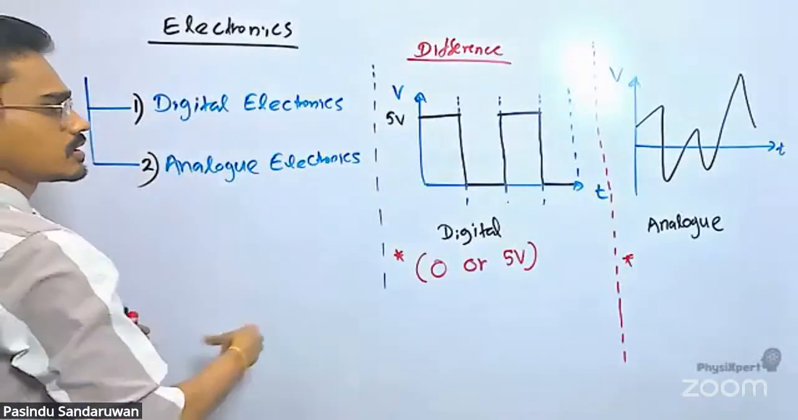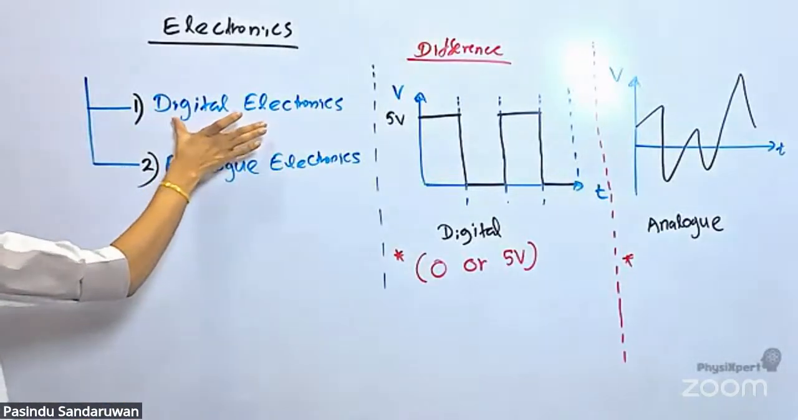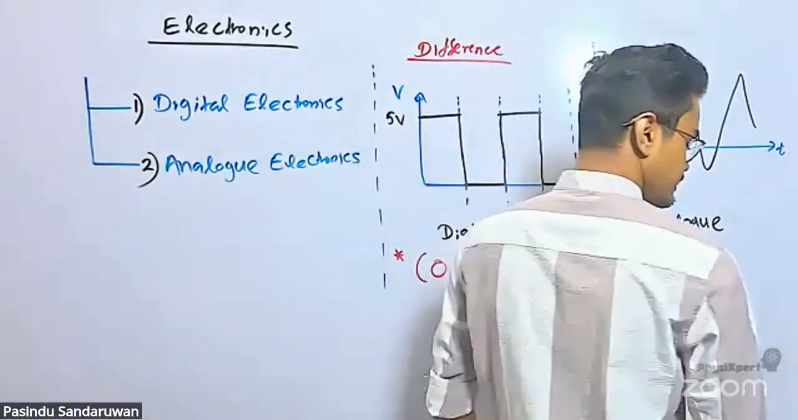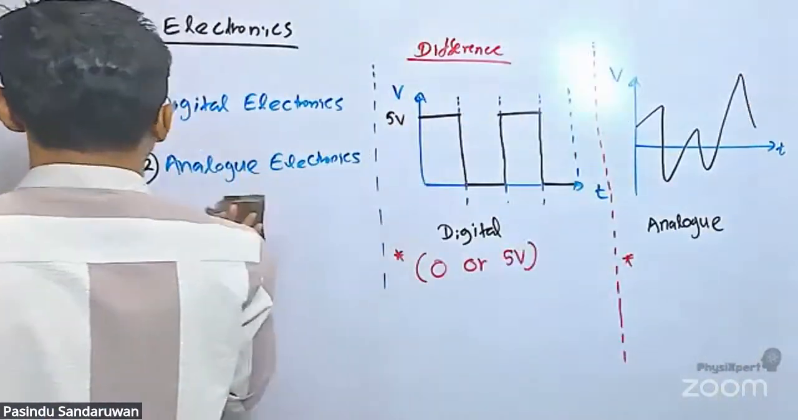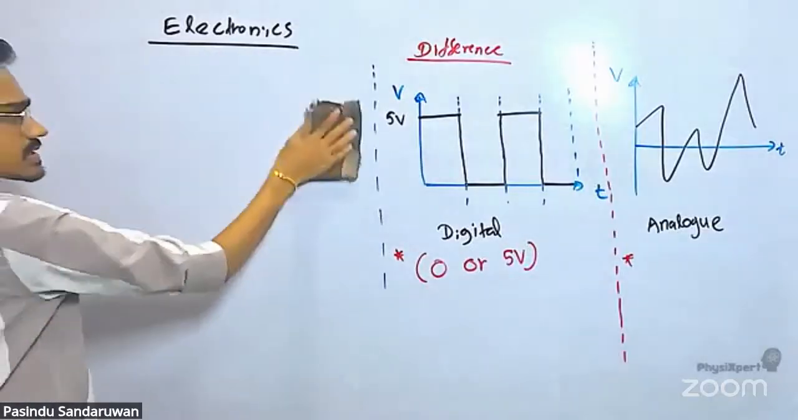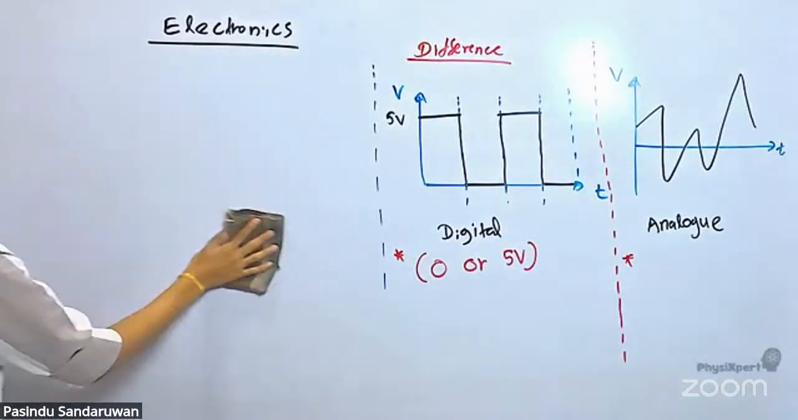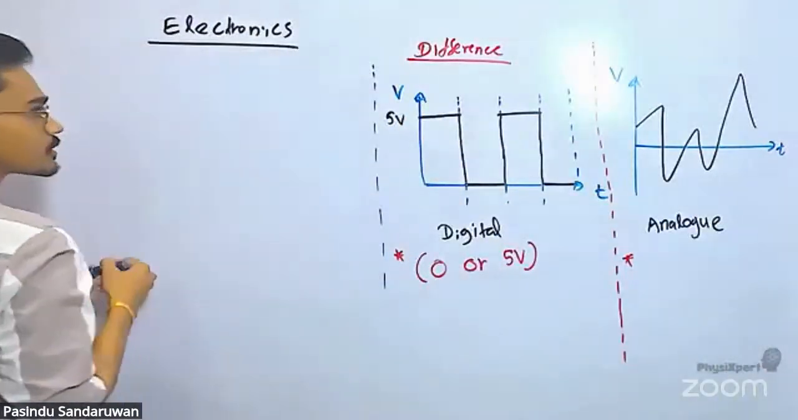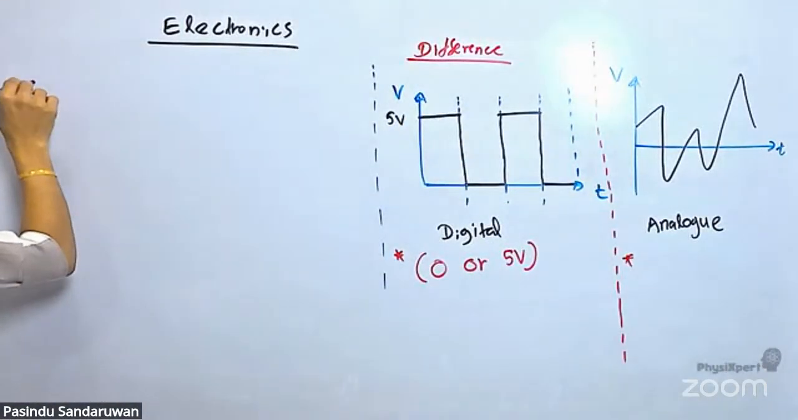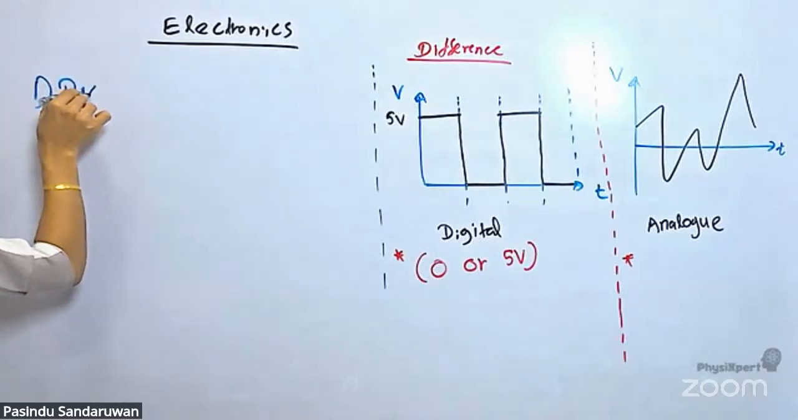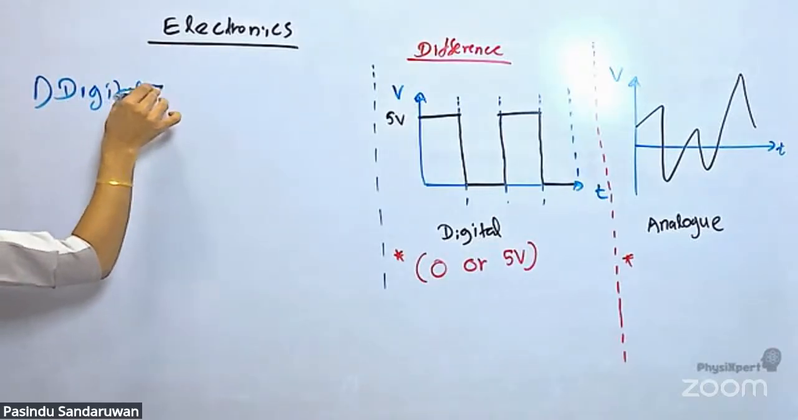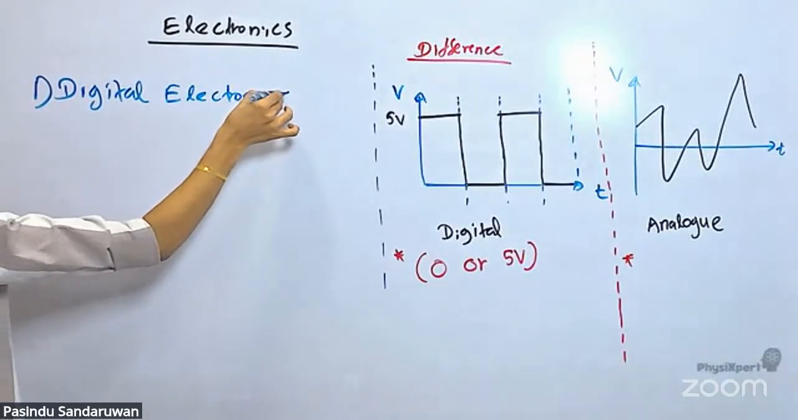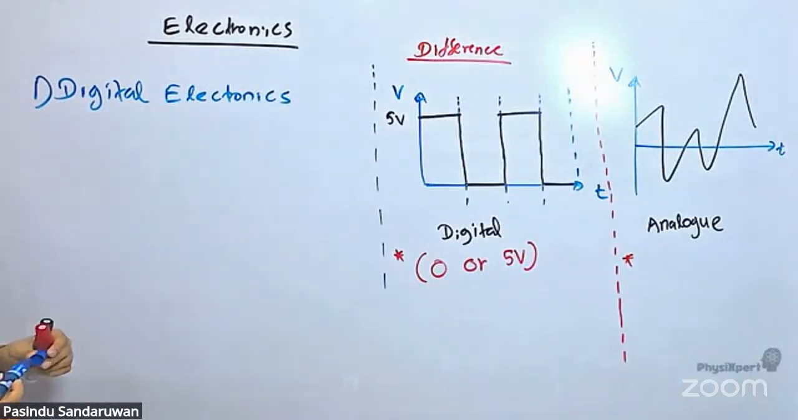Right, now we are going to start our thing for today. As heading number 1, write down digital electronics. Heading number 1, digital electronics.